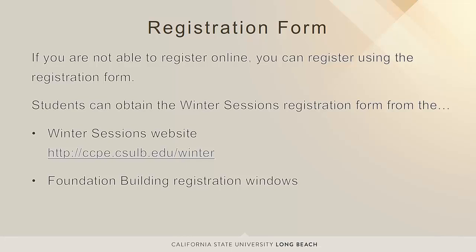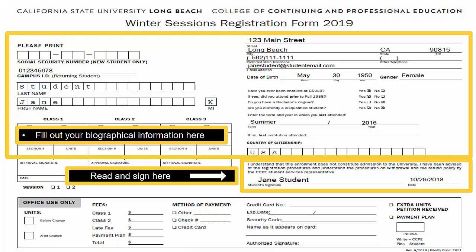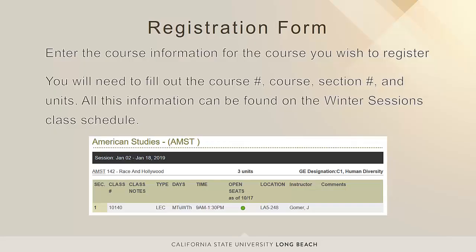Students can obtain the Winter Sessions registration form from the Winter Sessions website or the Foundation Building registration windows. In order to register using the registration form, please fill out the form completely, entering your personal information, answering all the questions on the form, and signing and dating it. If you do not have a CSULB campus ID, we will create one for you when you submit your form. You'll enter the course information for the course you wish to register for. You will need to fill out the course number, course, section number, and units. All this information can be found on the Winter Sessions class schedule.